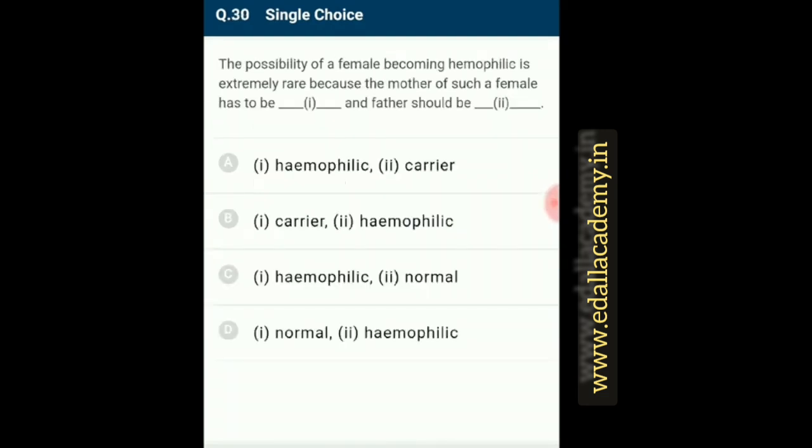Question number 30. The possibility of being hemophilic is extremely rare because the mother of such a female has to be dashed and father should be dashed.